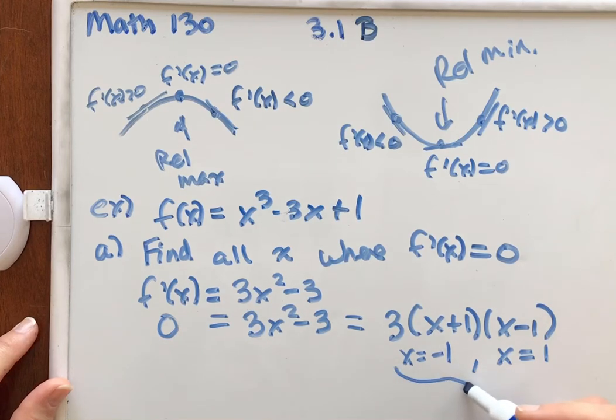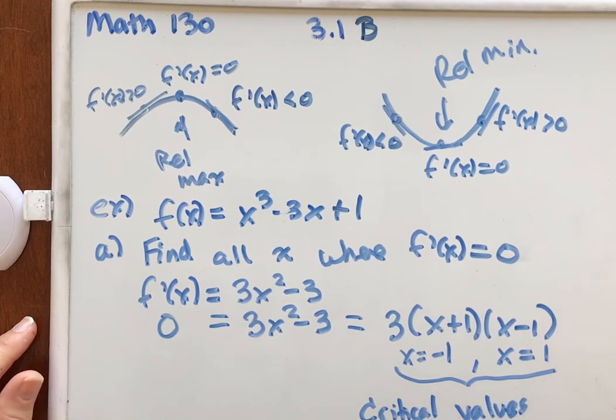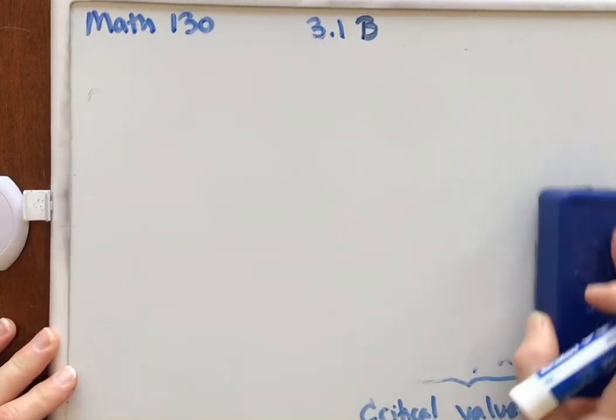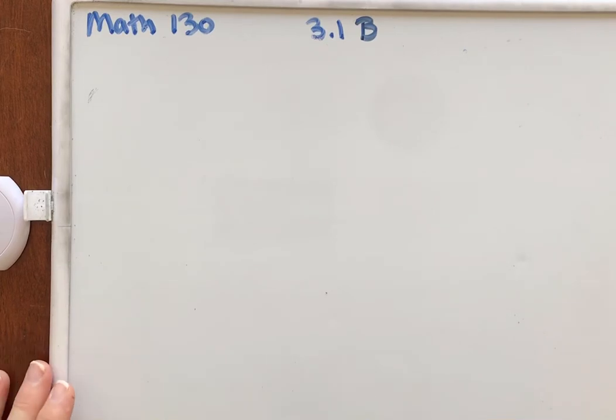These points right here, we call these critical values. Okay, so we know our critical values are at negative 1 and 1. So let's draw two pictures of what this might look like. We don't know quite yet.